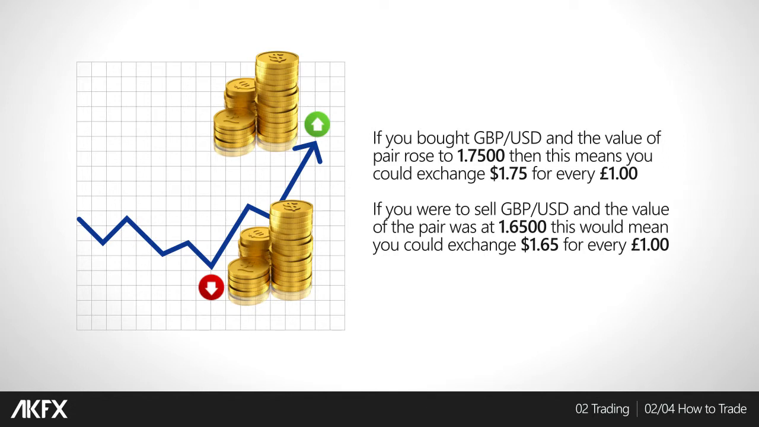If you were to sell pound dollar and the value of the pair was at 1.6500, this would mean that you could exchange $1.65 for every pound.